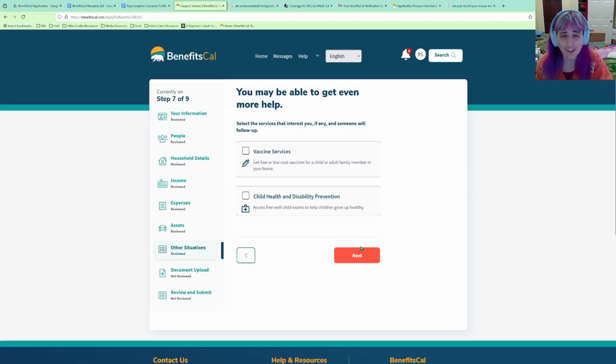Other situations. You may be able to get even more help. Select the services that interest you, if any, and someone will follow up. So if you would like to know more about free or low-cost vaccines for children or adult family members in your home, or child health and disability prevention, you can click either of those. They'll follow up with you, or they should. They usually send you something in the mail. It's free information if you want more information. It never hurts.